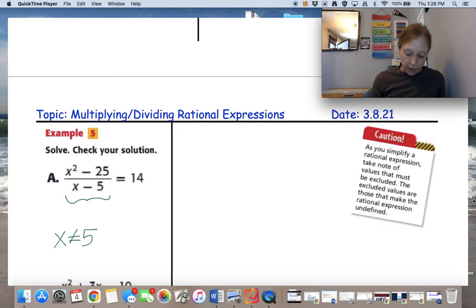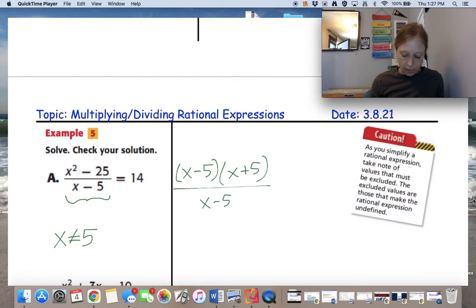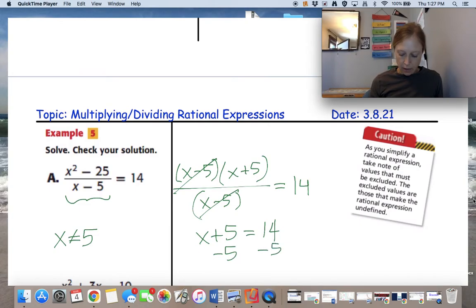So let's factor first. X squared minus 25 is a difference of 2 squares. X minus 5, x plus 5, all over x minus 5 equals 14. Well, I can cancel these x minus 5s. So I have x plus 5 equals 14, minus 5 from each side, and x equals 9.